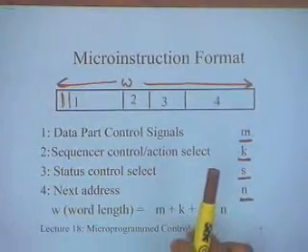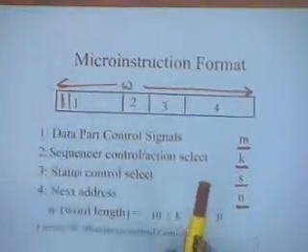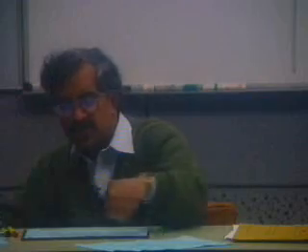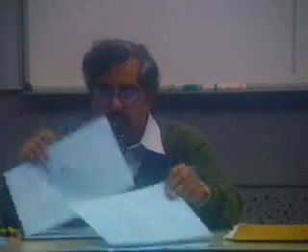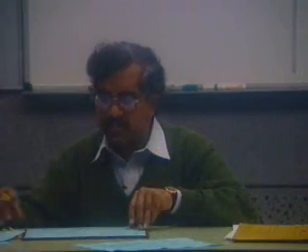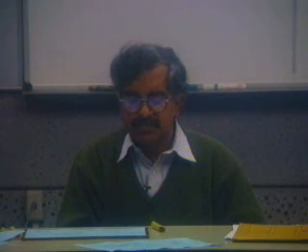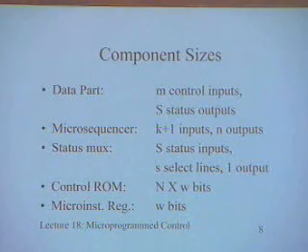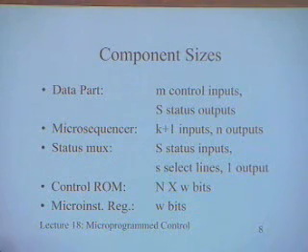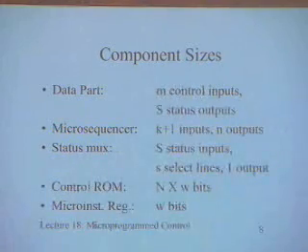So now let us look at the sizes of the components. When we considered this earlier, we had the 4 blocks here. We will now increase the block count by 1, and we will see how that block comes. But let me first consider what the sizes are. If you just look at the data part, there are M control inputs and S status outputs. So this is as far as the interface of the data part is concerned: there are control inputs and there are status outputs.